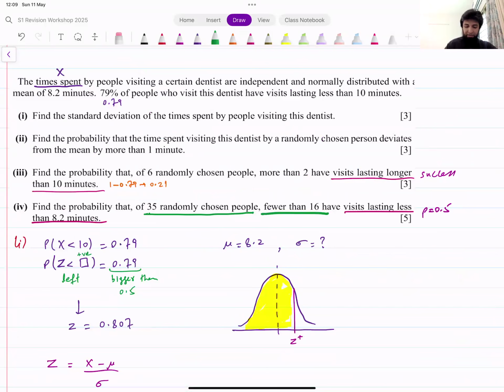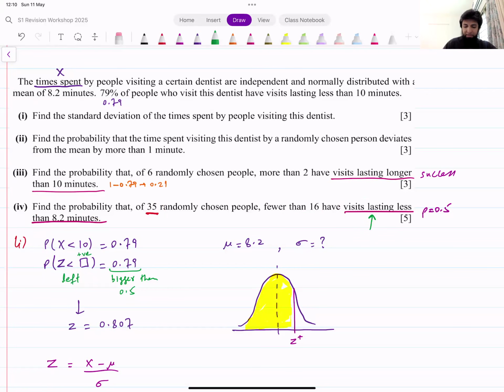Okay. Then it says find the probability that of 35 randomly chosen people, fewer than 16 have visits lasting less than 8.2 minutes. Again, how do you think about this? 35 randomly chosen people, 35 people. That's a discrete variable, right? A number of people. Fewer than 16 have visits lasting less than 8.2 minutes. N is 35. This is the criteria for success. Visit lasts less than 8.2 minutes. How do you find the probability of this? You have to use normal distribution for that.